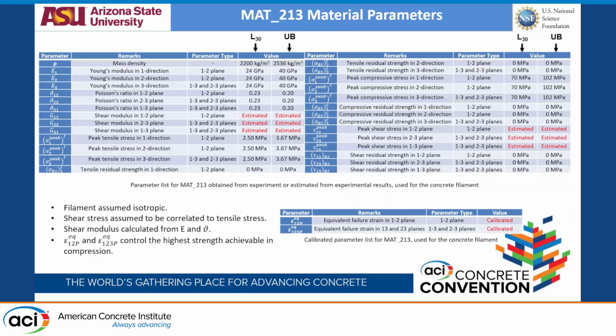And there are a few parameters, like the shear modulus, that we are estimating based on the isotropic E, G, nu relationship. Another thing we are estimating is the shear stress, which I'll talk about on the next slide, I guess. But as I told you before, the filament is assumed isotropic, cutting down the parameters by 3. Shear stress is assumed to be a function of tensile stress, where we are using, I think, 1.45 times the tensile strength for the shear strength. That's one of the estimated parameters.